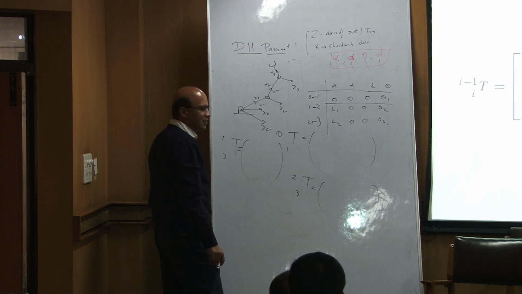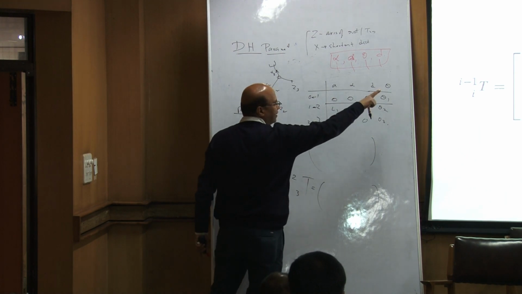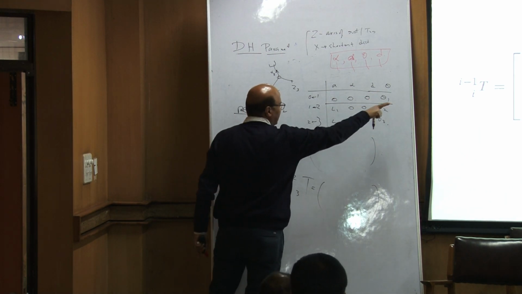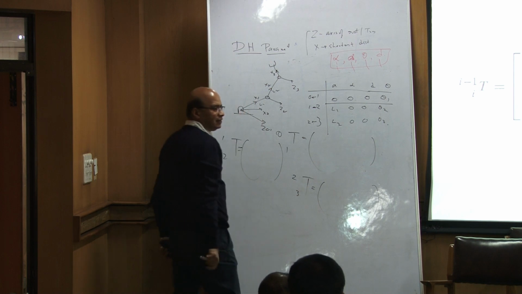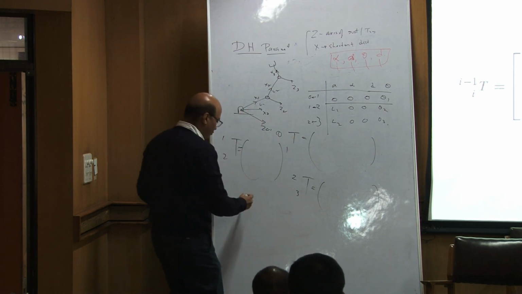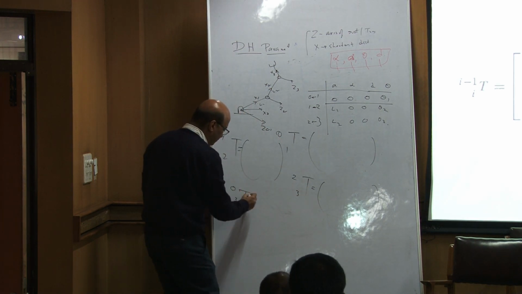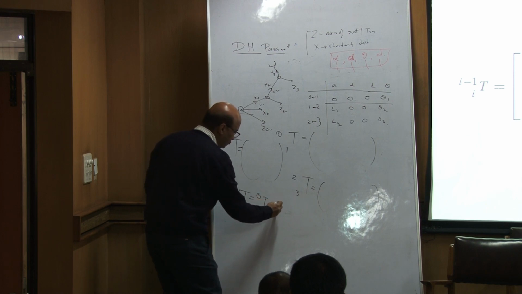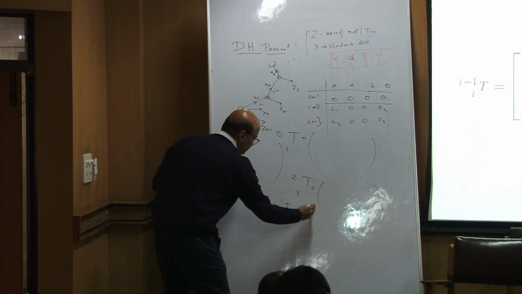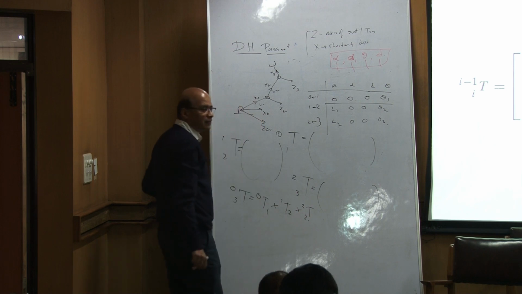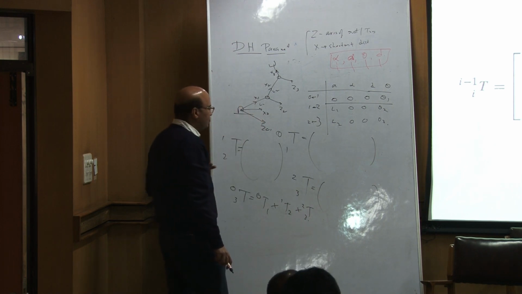Right? So what I can do is I can take this row there. Then I take this one, put it there. And you get 3 matrices. Now, if I want the total one, 0 to 3, it is simply a multiplication of T0 to 1, 1 to 2, T2 to 3. Right? So what will this matrix be?